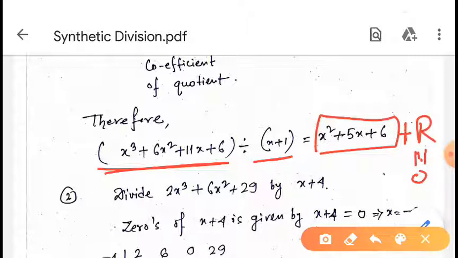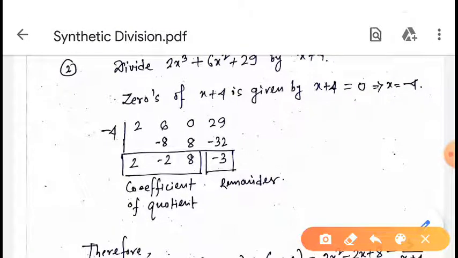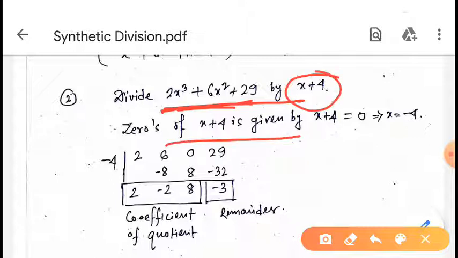Now when the remainder term is not 0, then we have another case, which is the same thing that I have done here. We need to divide this by x plus 4. So we find the zero of x plus 4, which is given by minus 4. So I write minus 4 here, and 2 is as usual here. Then 2 into minus 4, you multiply that, that will be minus 8, written here. Whenever you perform this operation, that will be minus 2.